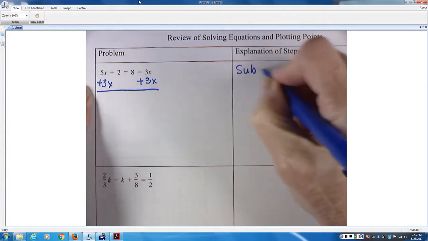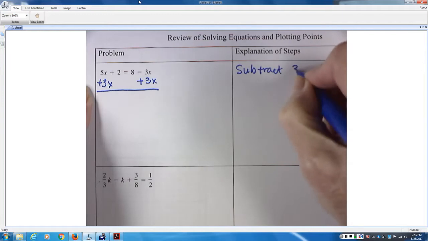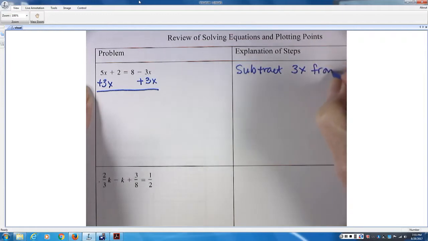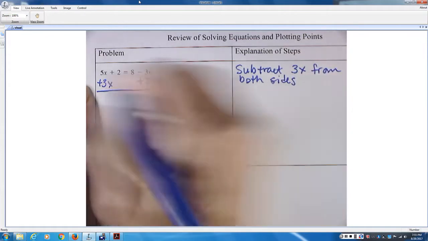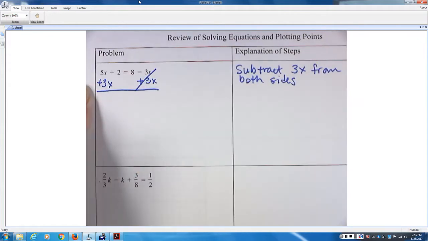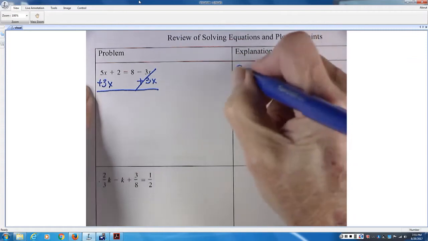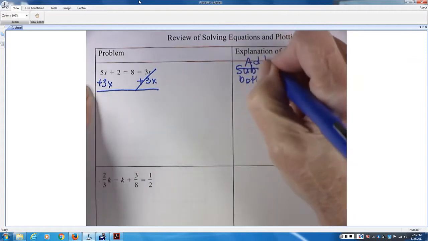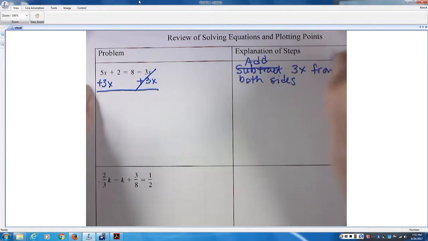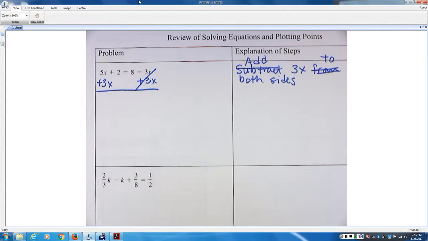So I'm going to subtract 3x from both sides. And that's going to remove it from that side. Add, yes, thank you. Add 3x to both sides, since I need to be grammatically correct. Okay? Now, I'm not going to continue doing this on this side, but as you're taking your notes, it'll help you to understand what you're doing if you write down why you do what you do over here.